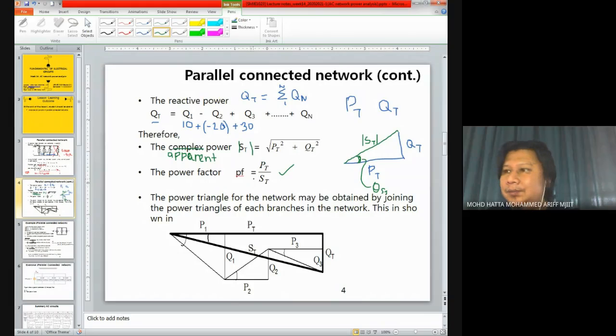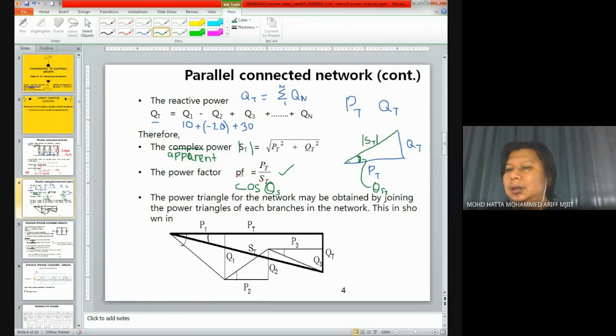To get the power factor, you can use this formula, P divided by the magnitude of this vector, in the horizontal line, divided by the length of this vector. Or you can also use cos theta, and here the theta we are looking at is the theta of our complex power. So the angle is over here, the angle of this triangle, or the diagonal part of this triangle.